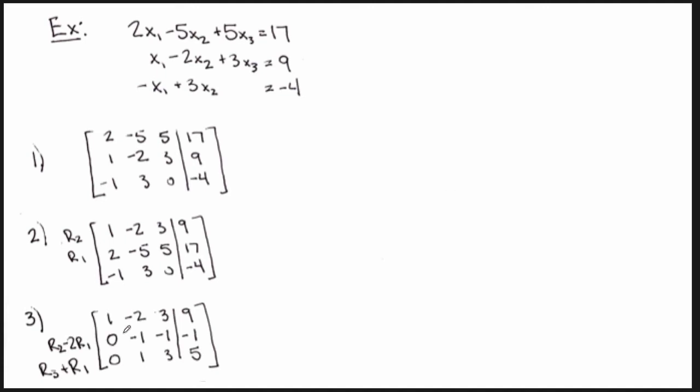So step 3, I'm going to make these terms 0. So if I do row 2 minus 2 times row 1, 2 minus 2 is 0, right? And then negative 5 plus 4 is negative 1, right? 5 minus 6 is negative 1, right? 17, right, minus 18 is negative 1. Likewise, if I do row 3 plus row 1, right, 0, 3 minus 2 is 1, 0 plus 3 is 3, negative 4 plus 9 is 5.